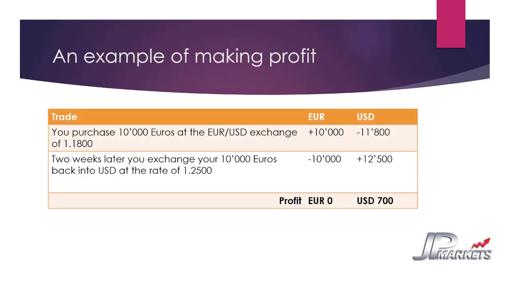Imagine you are a tourist coming from the United States who is traveling to somewhere in the Eurozone. You need some euros, so you go and purchase 10,000 euros, and on that day it costs you $11,800 to purchase that. 2 weeks later, things don't work out and you can't travel, so you need to get your US dollars back. You head over to your travel exchange place and sell back your 10,000 euros, but now the exchange rate is 1.25, so you get back 12,500 US dollars instead. You have just made a profit of $700. This is, in essence, Forex trading.